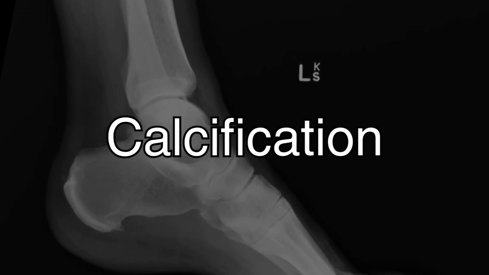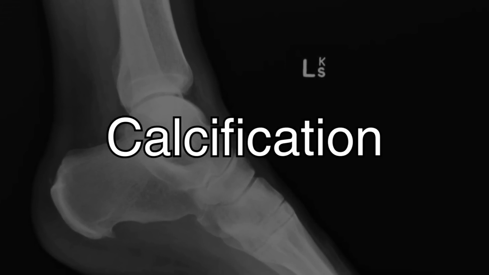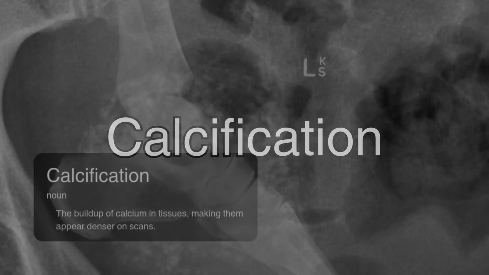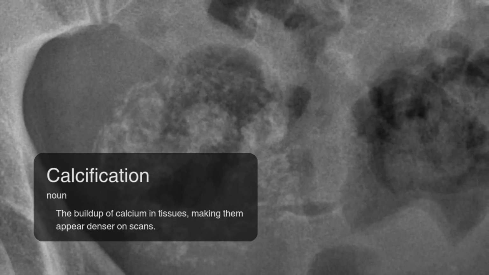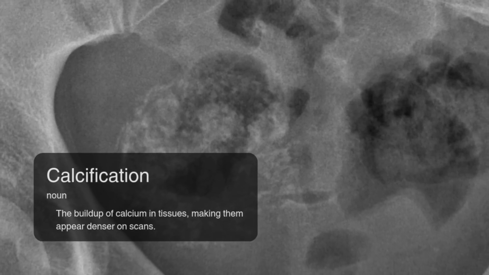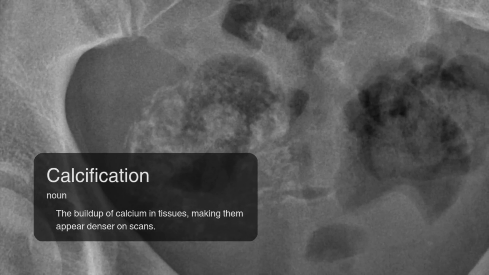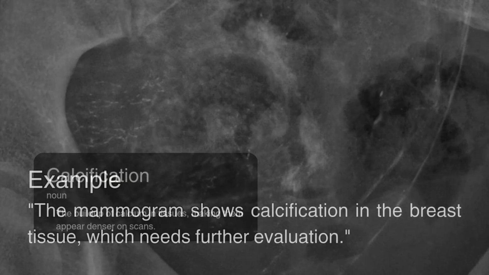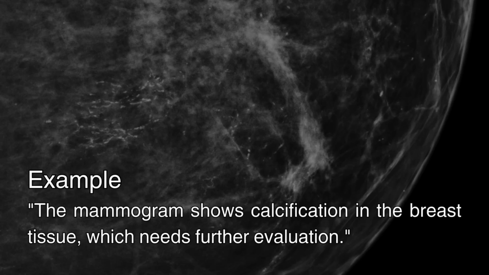Calcification. Calcification is the buildup of calcium in tissues, making them appear denser on scans. The mammogram shows calcification in the breast tissue, which needs further evaluation.